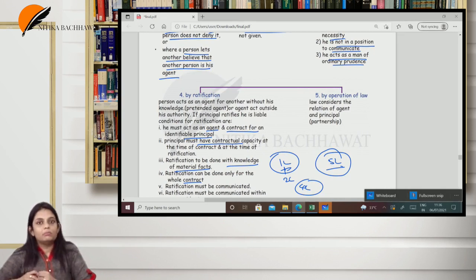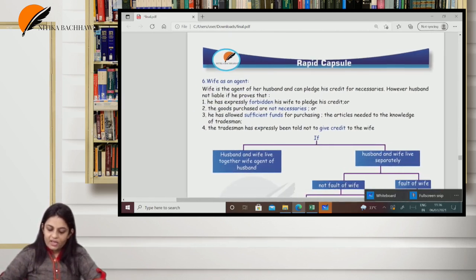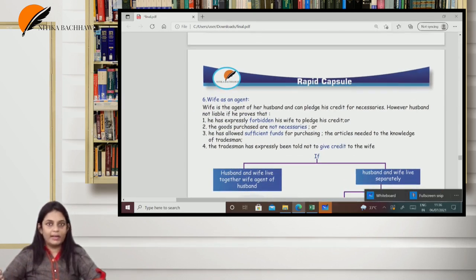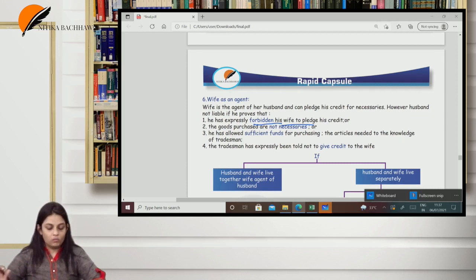Operation of law, by the effect of law. For example, partners. One partner is the agent of the other partner by the operation of law. Wife is an agent and she can use the credit of her husband. She can pledge the credit of her husband. That is, she can take goods on credit in the name of her husband. However, the husband is not liable if he has expressly forbidden his wife to pledge his credit. That if he has specifically told his wife that you cannot buy anything in my name, not liable.